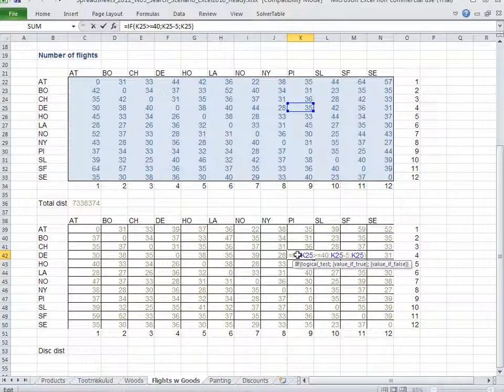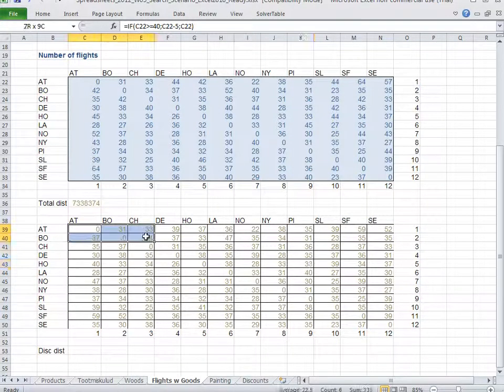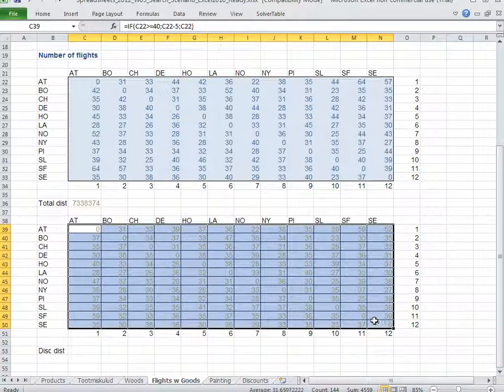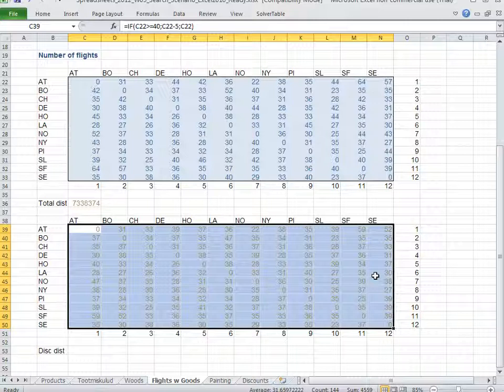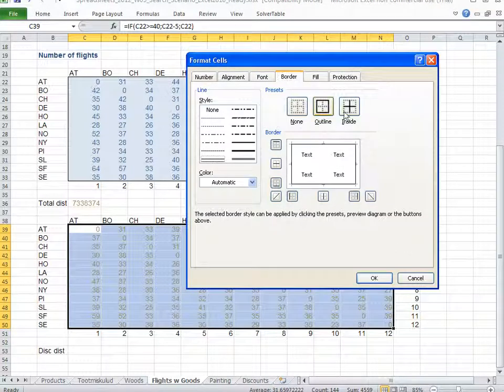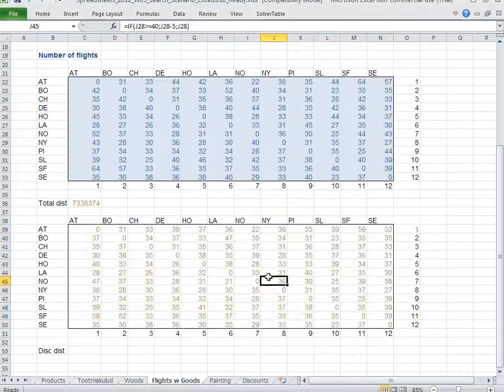And let's correct the formatting, so let's select the inside of the table. Let's do Control 1 and let's do border and let's do none. So let's turn off all the borders and let's go back to Control 1 and let's do outline and OK. And here it is, we're back with normal formatting.